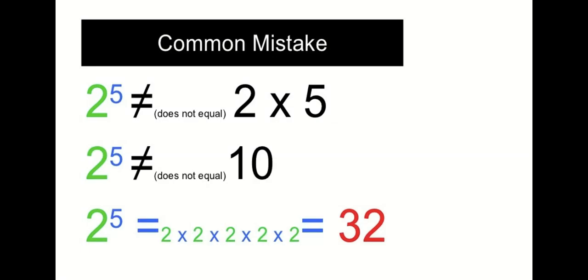Now here are some common mistakes that students have. Sometimes they'll see 2 to the 5th power, but it does not equal 2 times 5. So it does not equal 10. Instead, 2 to the 5th power is telling us that we're going to multiply the number 2, which is the base, 5 times. So we're going to multiply it times itself 5 times.